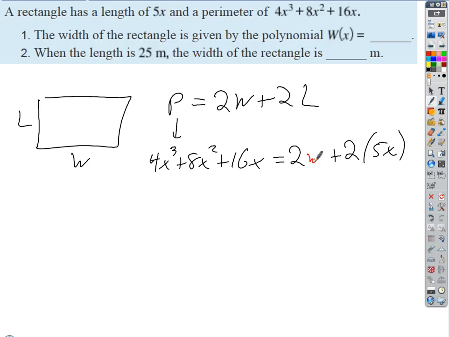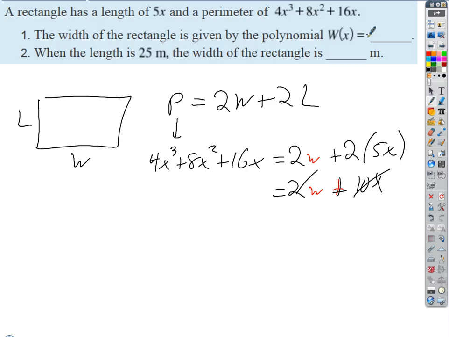If we just plug in the stuff that we're given, well, we're trying to find W, what are we going to do? We're just going to simplify and isolate W, right? So isn't this just going to give me on this side 2W plus 2 times 5x, which is 10x? So all I got to do is subtract 10x from both sides, right? And then divide by 2, right? And that's going to give me W.